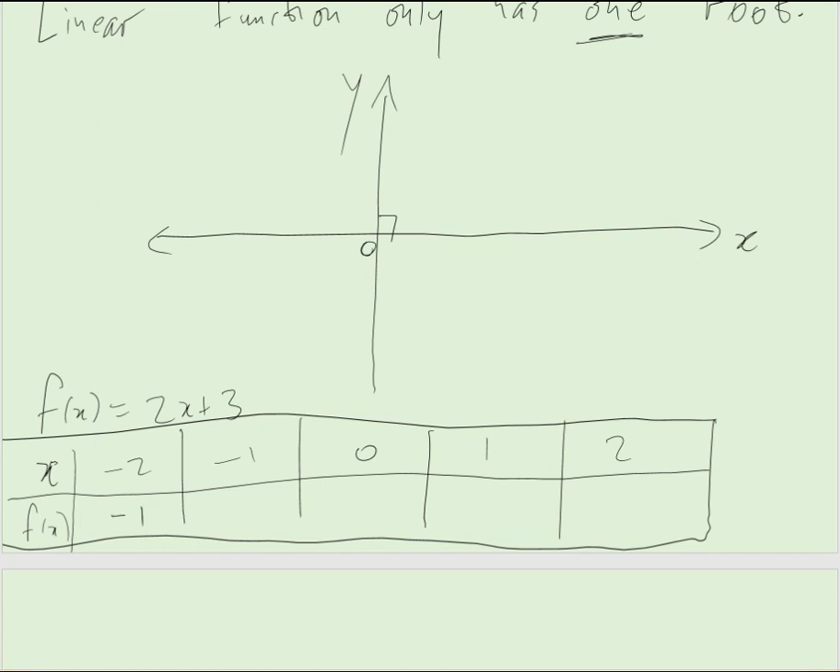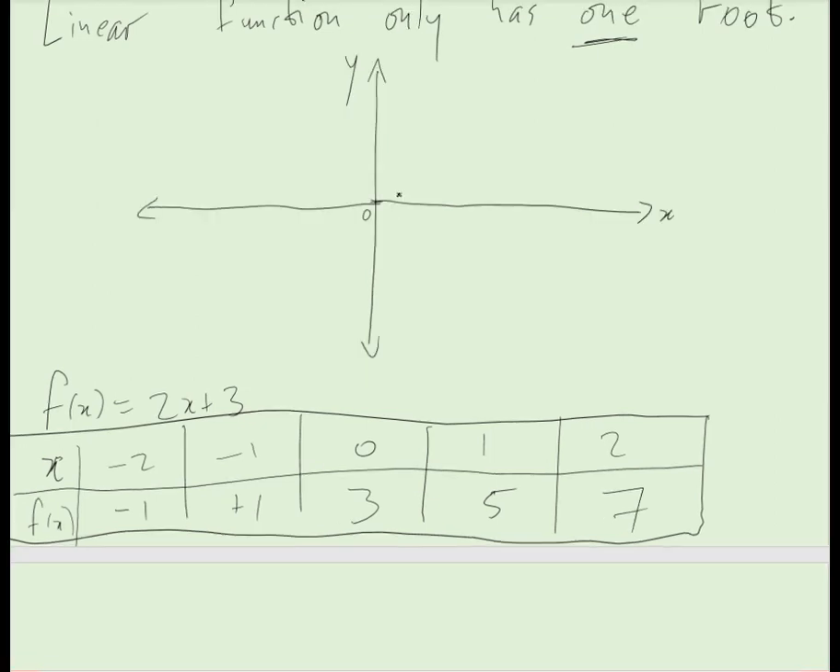I think this was -1. And then if we put a -1 in there, 2 times -1 is -2 plus 3. This is +1. 0 here, this is just 3. This would be 5. And this would be 7. And then we can actually plot these points. Let's put some points here.